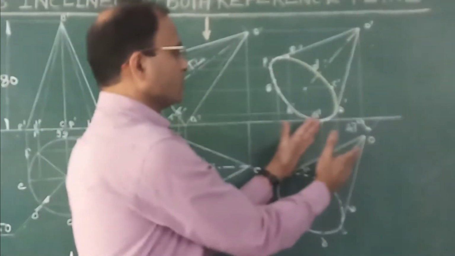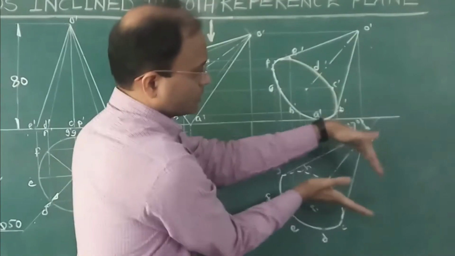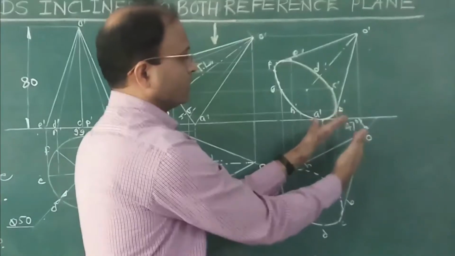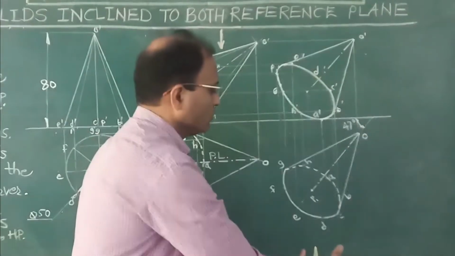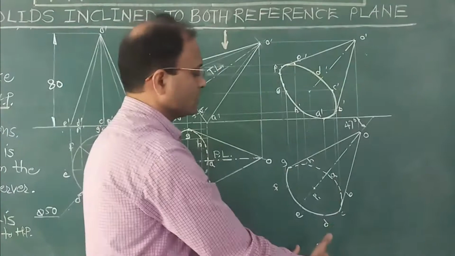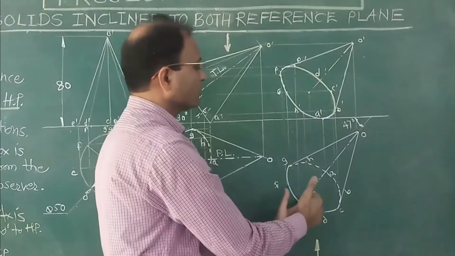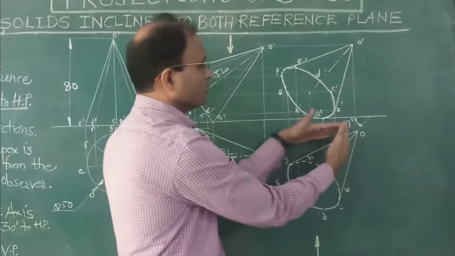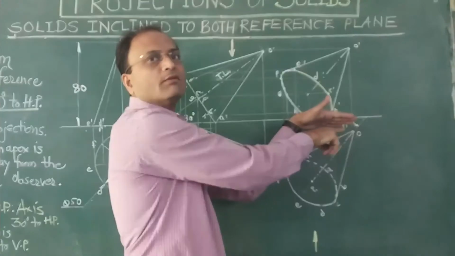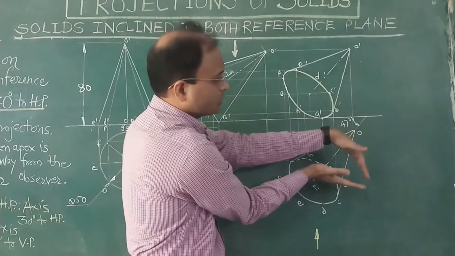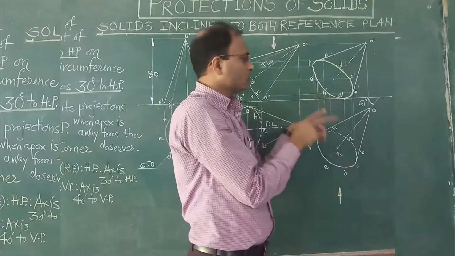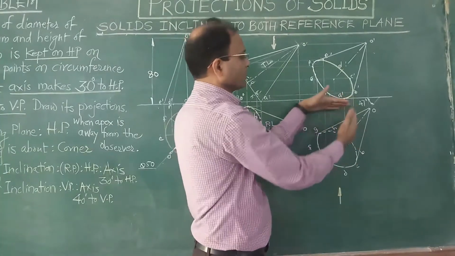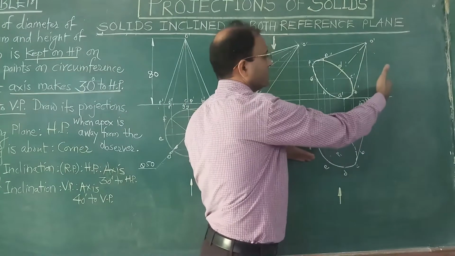So there are two possibilities. We can either reproduce this cone this way or this way. Before reproducing, we always have to see that we look from this side, so this is the direction of the observer. When we look from this side and reproduce this way, only then will the apex go away from the observer. If you reproduce it the other way, the apex will be nearer to the observer. That's why, while reproducing, we need to draw this 47 degree line this way.